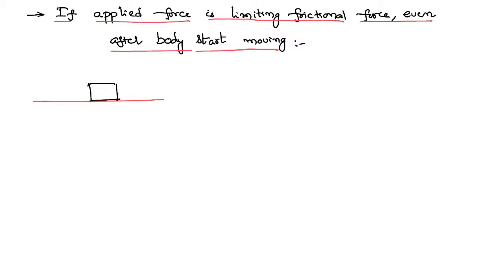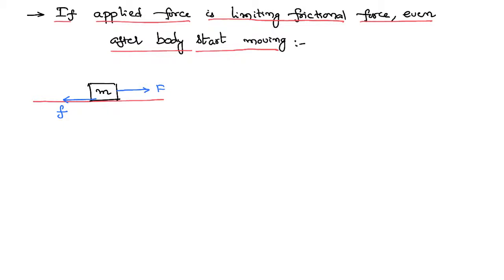Let us consider a body on a rough horizontal surface as shown. Let us assume that the body has a mass m and we are trying to move the body by applying a force F. As we have applied the force, we know the static frictional force comes into the picture against the relative motion, and it is in the opposite direction.